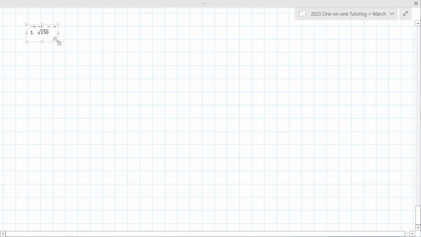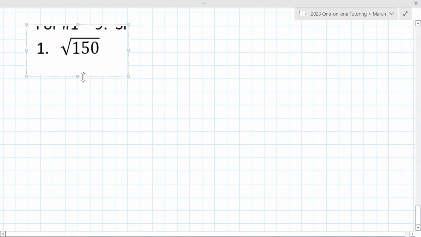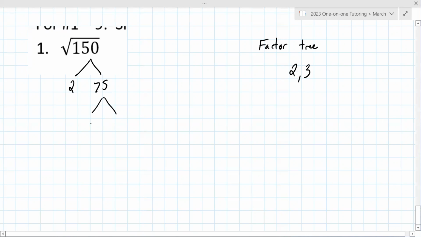All right, number 1 here, square root of 150. You're going to build what's called a factor tree. Have you heard that before, or a factor ladder? Yeah. Okay, so in this case, you start with the smallest prime number, which is 2, and you're dividing 150 by 2. So 150 divided by 2 is 75. You try 2 again, you find that 2 does not work. So you go to the next prime number, which is 3, and 3 does work.